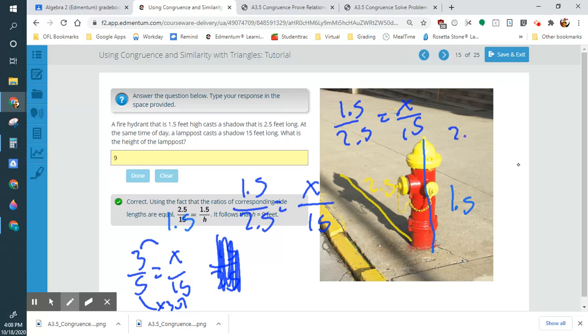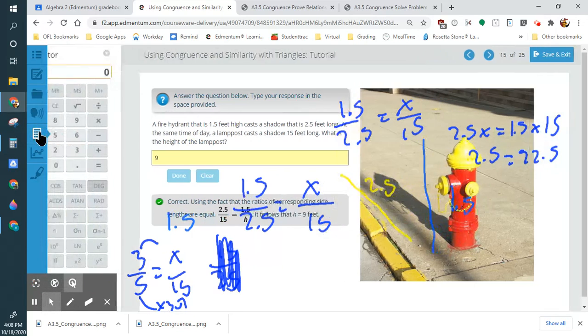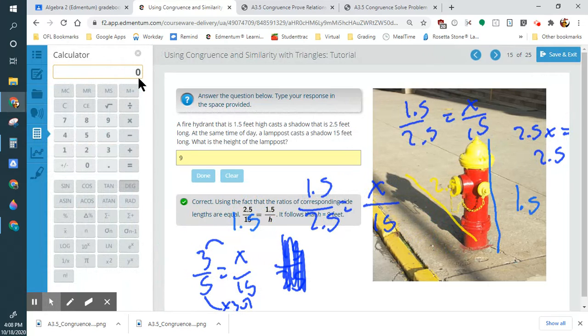So you could have done it like this: 2.5x equals 15 times 15, and I always remember 15 times 15 is 225. In this case, though, since there's one number behind the decimal, there's also going to be one number behind the decimal here. I can grab a calculator and figure this out by doing 22.5 divided by 2.5. We get 9.